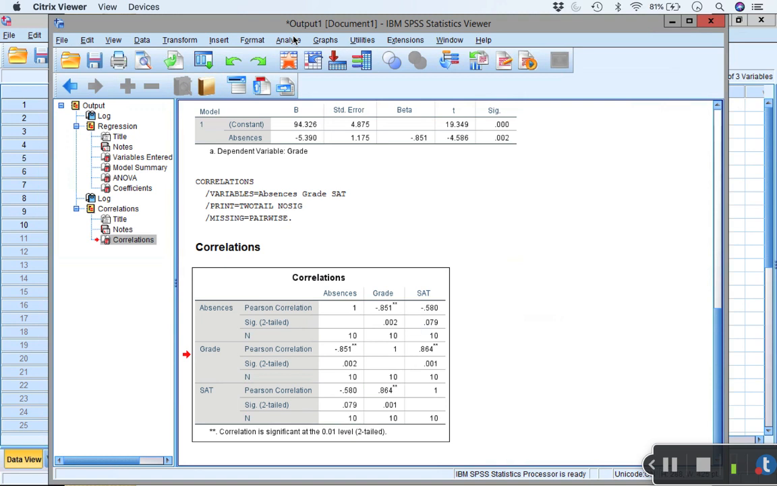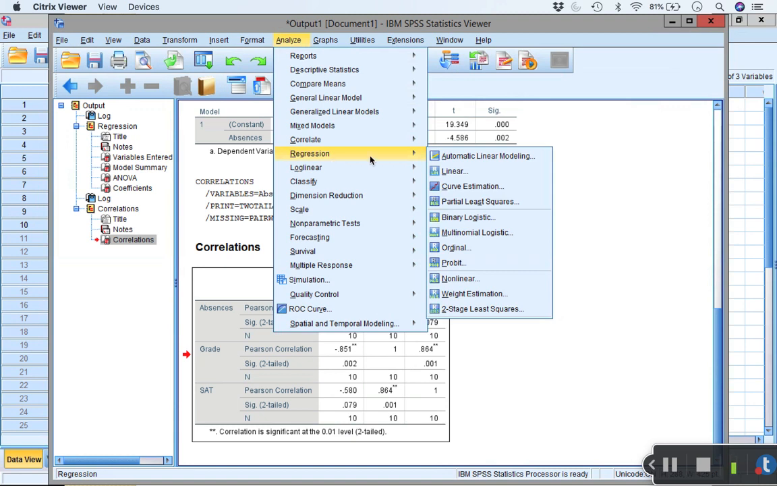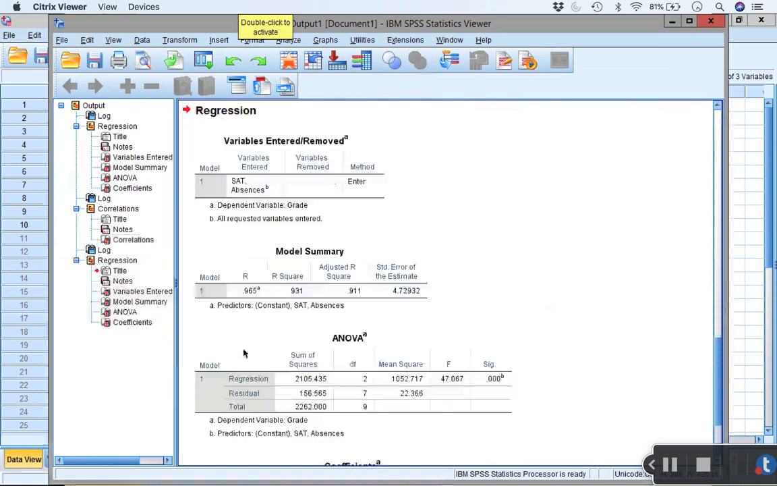Next, let's look at how we can run a regression equation using two predictors instead of just one. So again, I'm in the Analyze menu, Regression, and Linear. And the only thing I need to change here, the dependent variable is not changed, it's still exam grade. I still have absences as a predictor. I'm just going to transport SAT and add it to that block of independent variables. And then we can go ahead and hit OK.